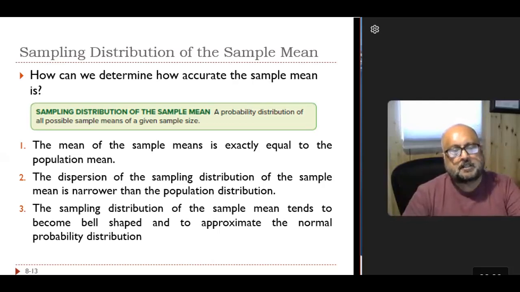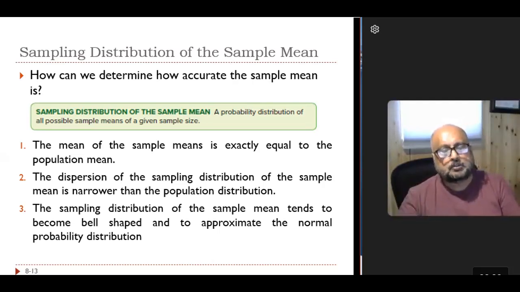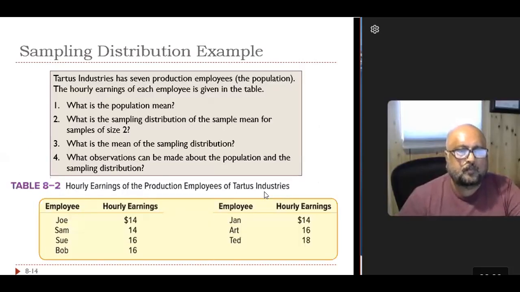However, there is a difference here. The shape will look similar, but the dispersion of the sampling distribution around the mean will be narrower compared to the distribution of the population. They will be bell-shaped curves, normally distributed, but the dispersion of the sampling distribution of sample means will be narrower. So let's look at this example to illustrate that.